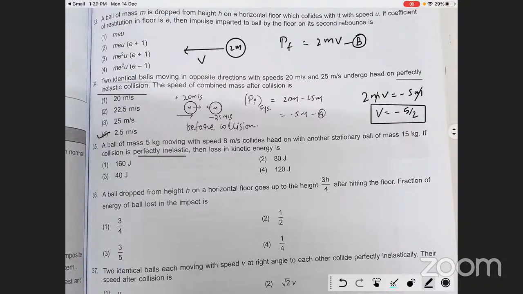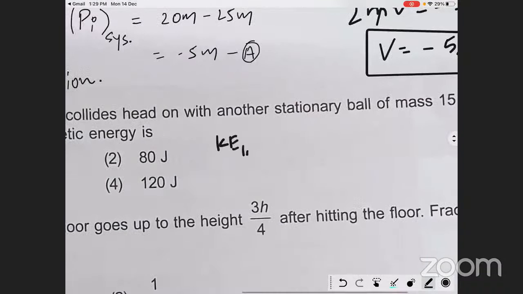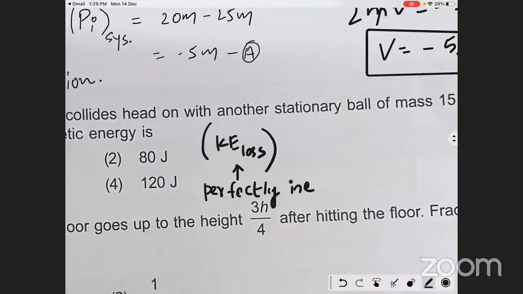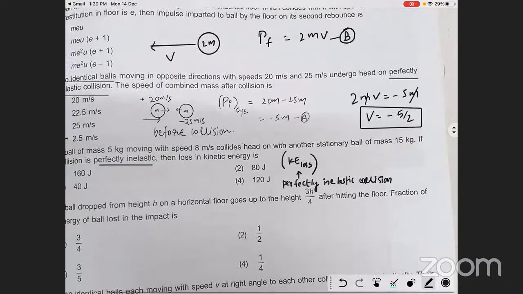Formula. Okay. So the direct formula says the loss in kinetic energy in a perfectly inelastic collision is equal to, speak the formula with me, m1 m2 by 2 into m1 plus m2, into u1 minus u2 whole square, into 1 minus e square.